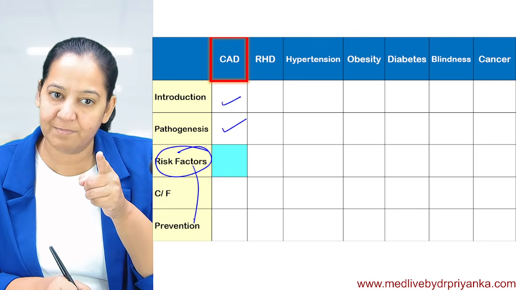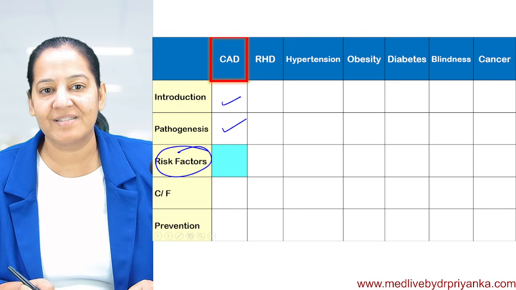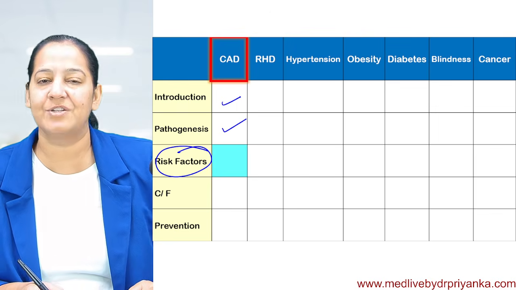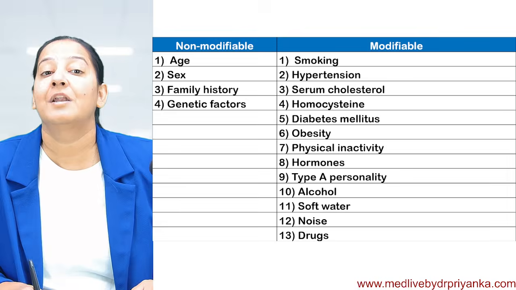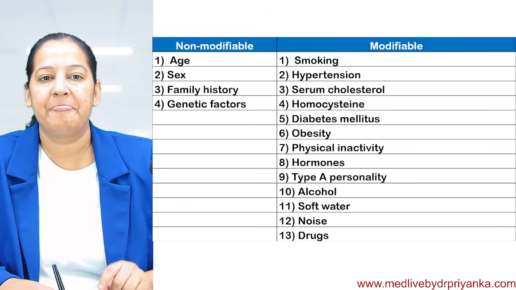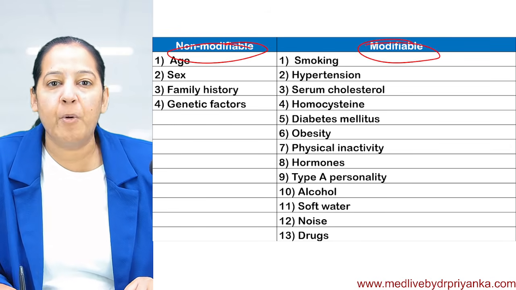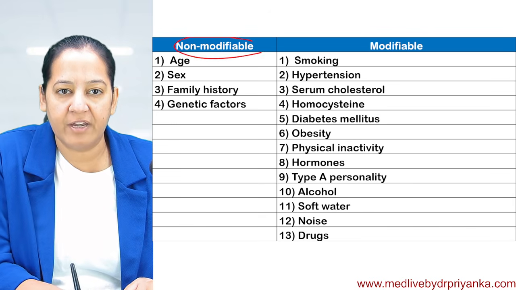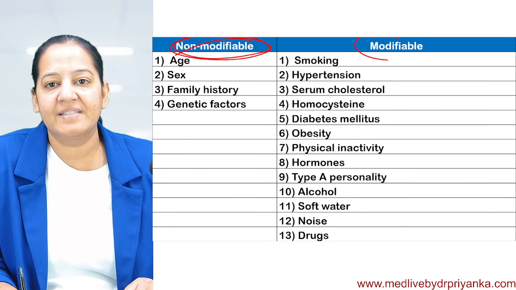If you understand the risk factors, prevention is very easy. So what are the risk factors of coronary artery disease? We divide the risk factors into 2 categories. What are the 2 categories? Non-modifiable and modifiable. You can see here we have non-modifiable risk factors, and on this side we have modifiable risk factors.